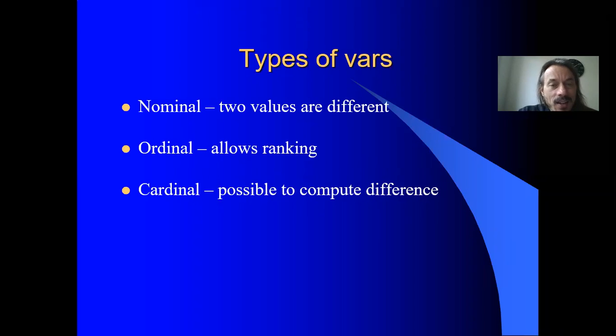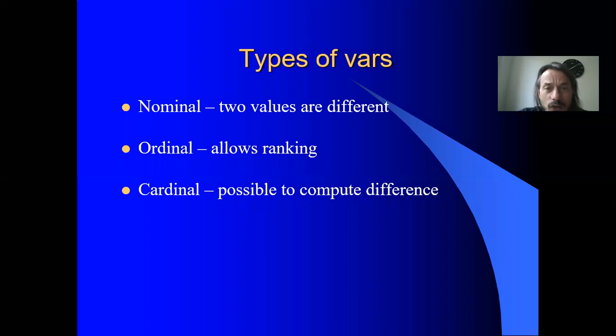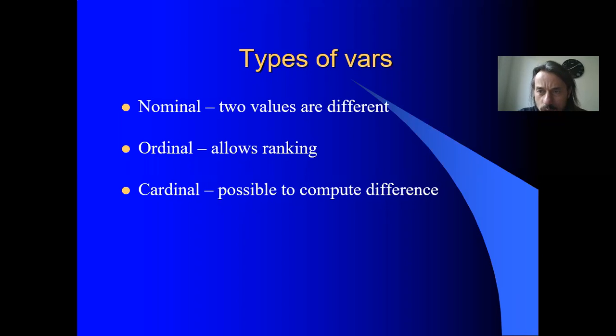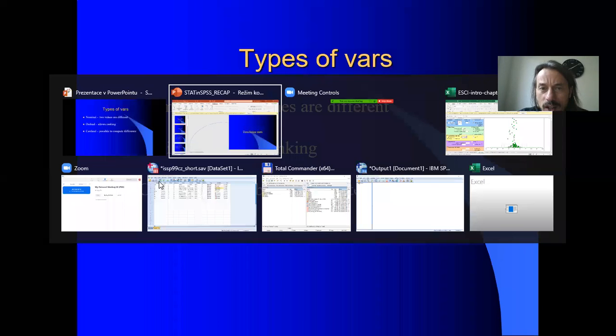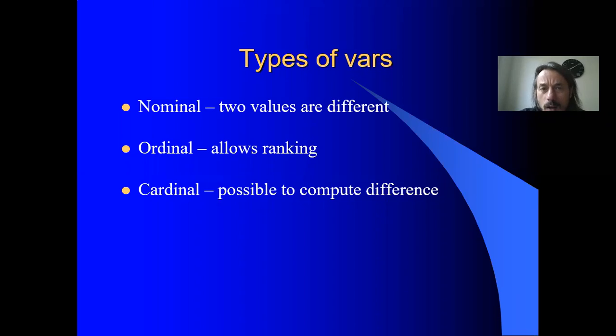So first type of variable is nominal variable, and we can distinguish only whether two values are different or they are the same. We cannot rank the values, so it means there is no ordering of values, and we cannot also compute difference between two different values. And as you are currently familiar with this concept, you can give me some example. So please be so kind and give me some example of nominal variable.